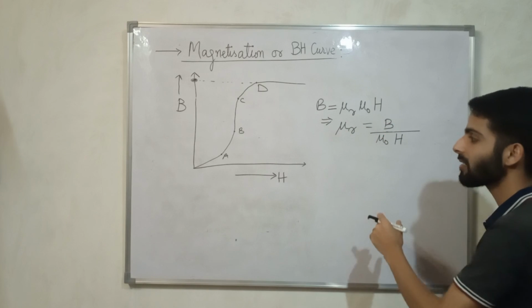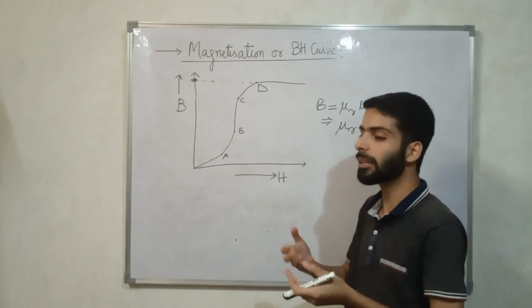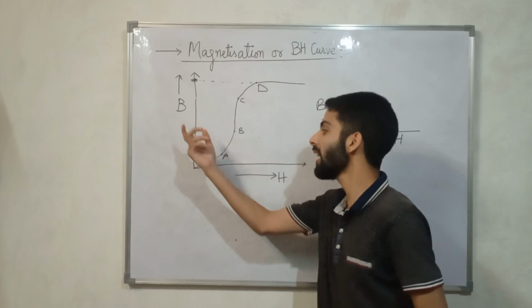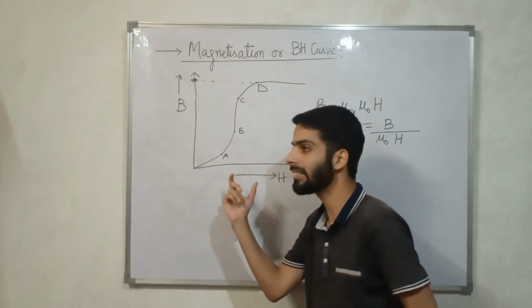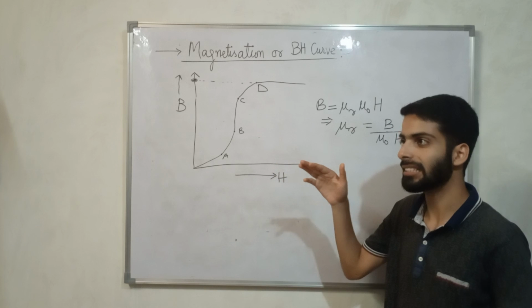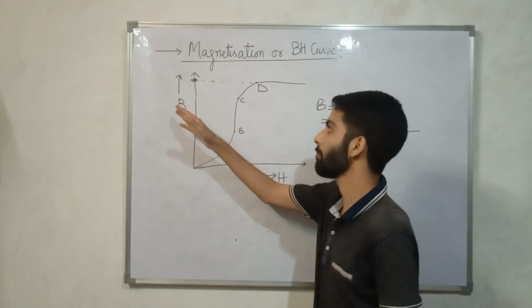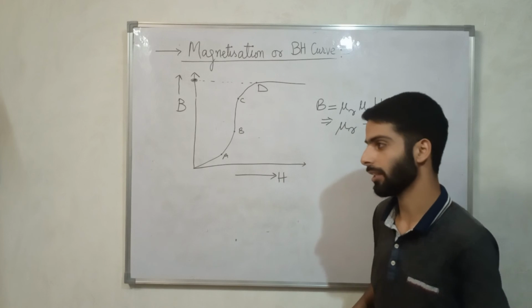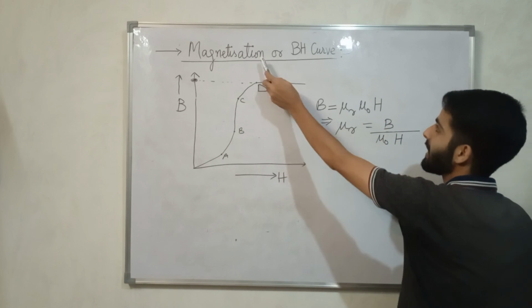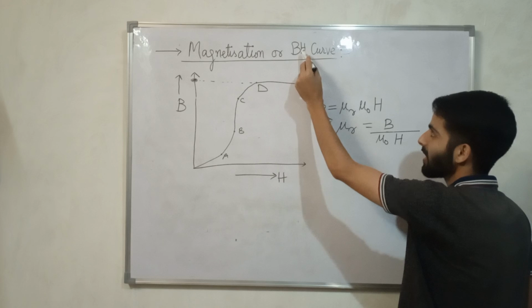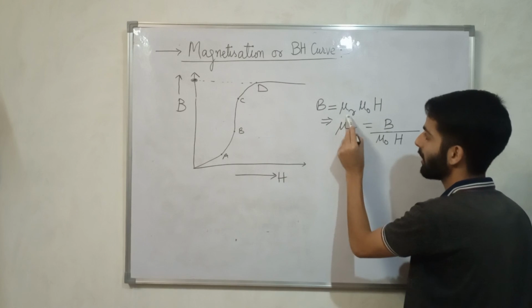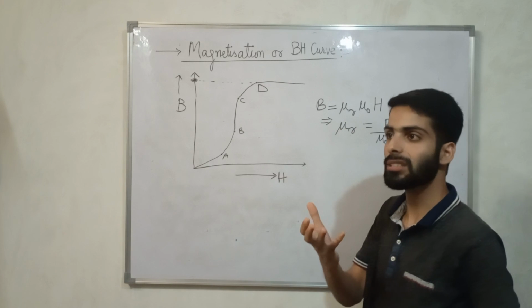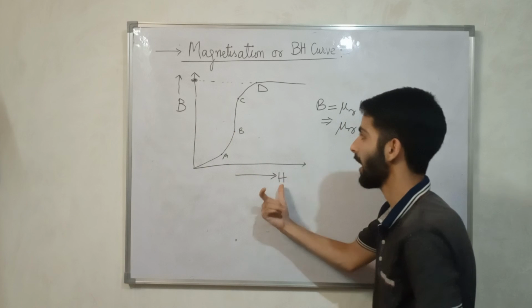So mu r has variable values at variable instants of time, where B and H are either increasing steeply, increasing at a flat rate, or B is not increasing at all. Mu r will have different values. So what does the magnetization or BH curve tell? It tells us about mu r, the relative permeability, that it has different values according to B and H.